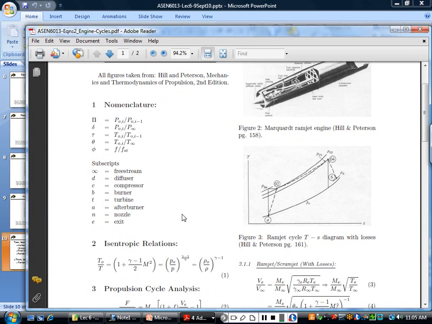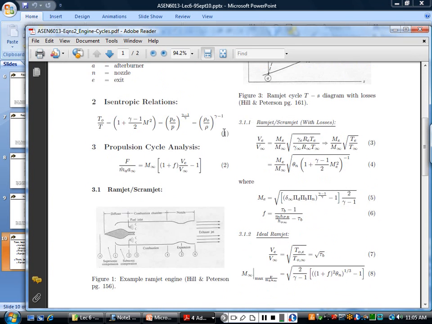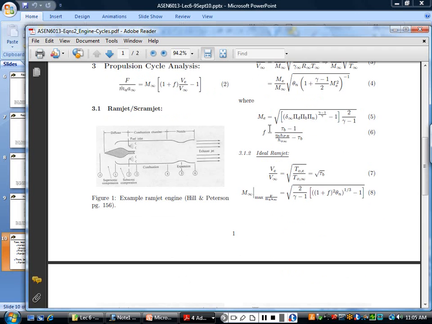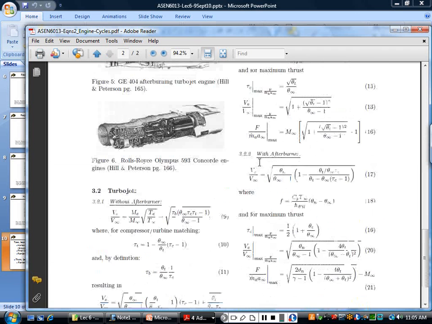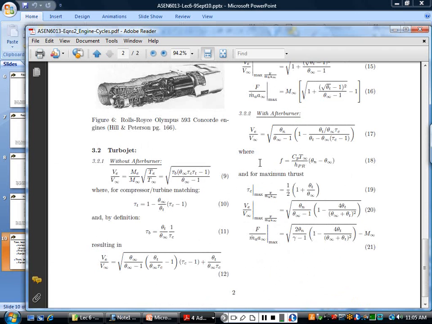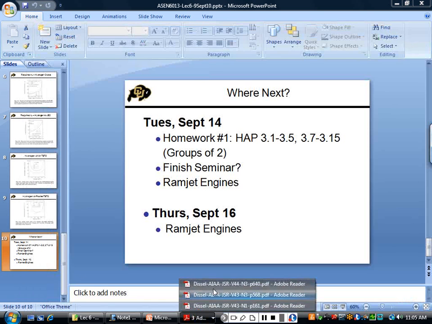Also, there'll be another equation sheet. Some of the one you have looks like this one. It's got all the important equations for the ramjet, scramjet, ideal ramjet, turbojet, afterburning turbojet. So kind of everything we're going to spend the next little bit of time on. Here are the equations, so you kind of have a heads up on what's going on. So let's close that.